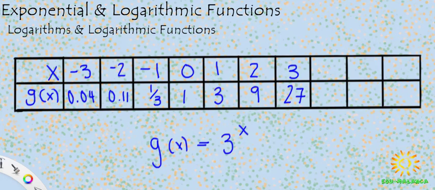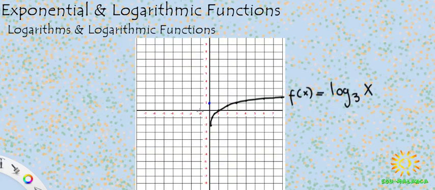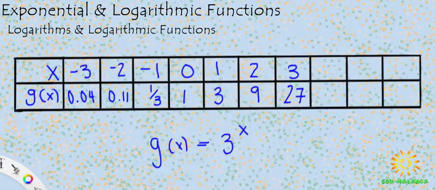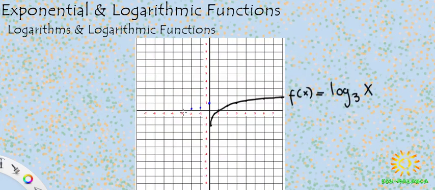Let's draw this. When x is -1, y is 1 over 3. So it's a third, somewhere perhaps about there. And when x is -2, y is 0.11. So a very small number somewhere there. The last negative value we will plot is when x is -3, y is 0.04. When x is -3, y is 0.04, which is very small and close to the x-axis.